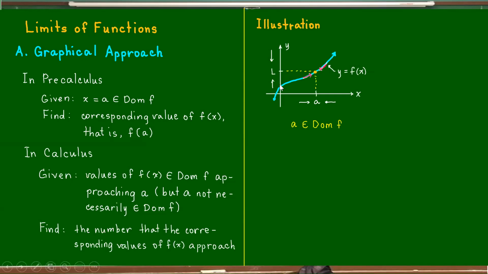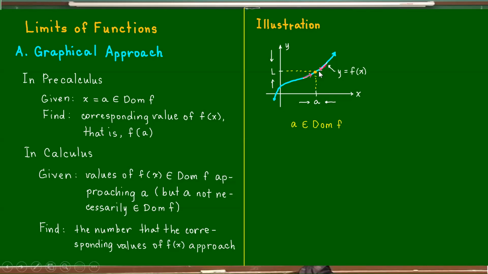We want to know what is happening to the function values of f as x gets closer and closer to a from its left and from its right. So I'm going to travel along this curve from the left of a, getting very, very close to the point corresponding to x equals a. Where do the corresponding values of f of x tend to go? The values tend to go to, in this case, L. What if I travel along the curve coming from the right of a, but close to a?